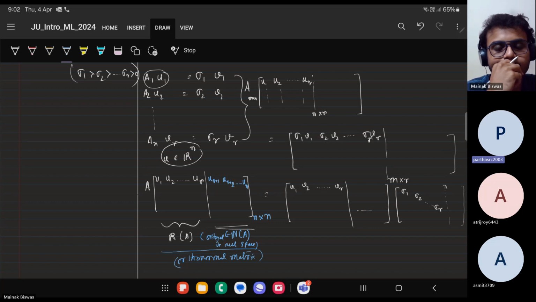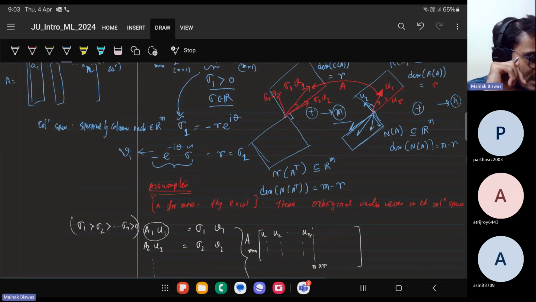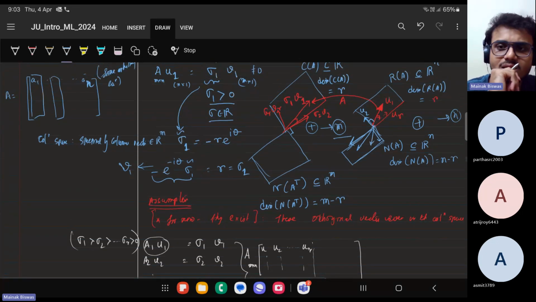Okay, the orthonormal part: U1 to UR, this is a unitary orthogonal matrix. But will the U R plus 1 vectors be orthogonal to U1 to UR? What? The spaces themselves are orthogonal. How many times will I do this? I've already proved this in class. Row space and null space are orthogonal spaces. Every vector in the row space is orthogonal to the null space.